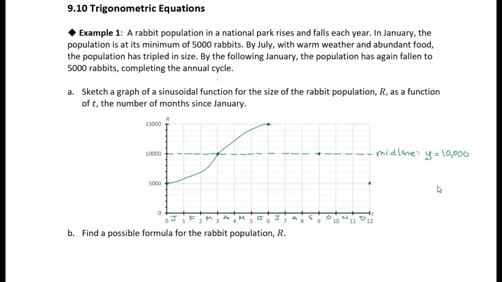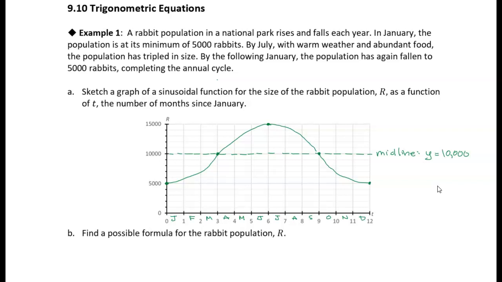Okay, so I'm going to try and draw this, make it look like a sinusoidal function. We'll see how neat it is. All right, well, so far so good. All right, come back down, and then we end up here. Okay. All right, so that's our sinusoidal function. Okay, we've got a midline of 10,000.